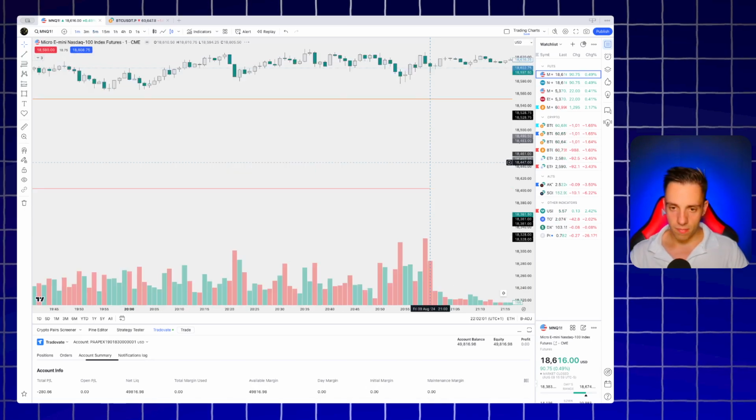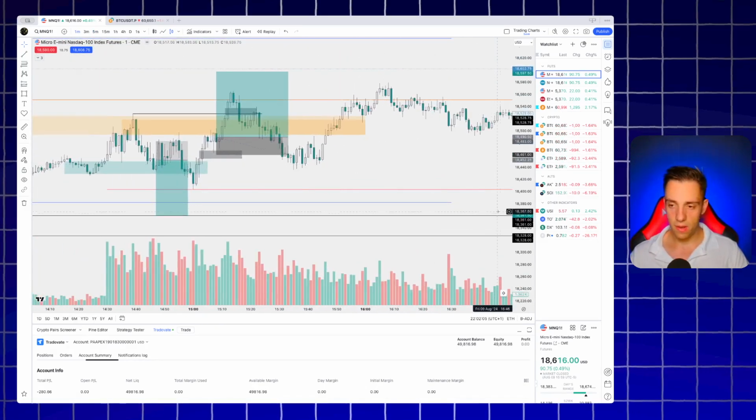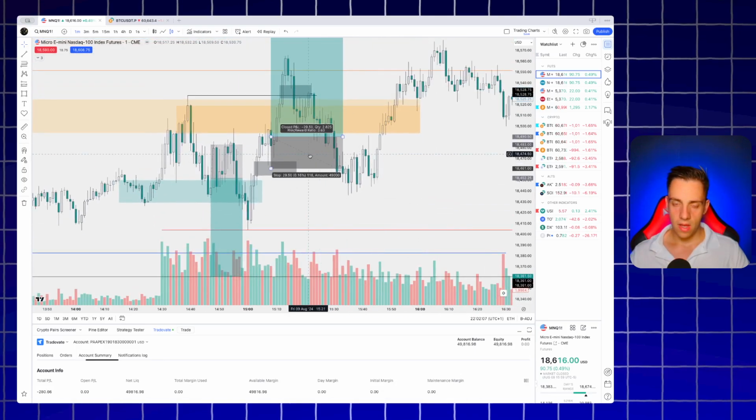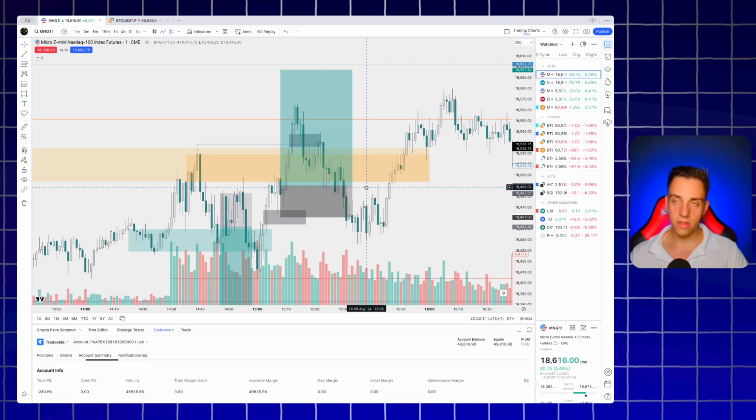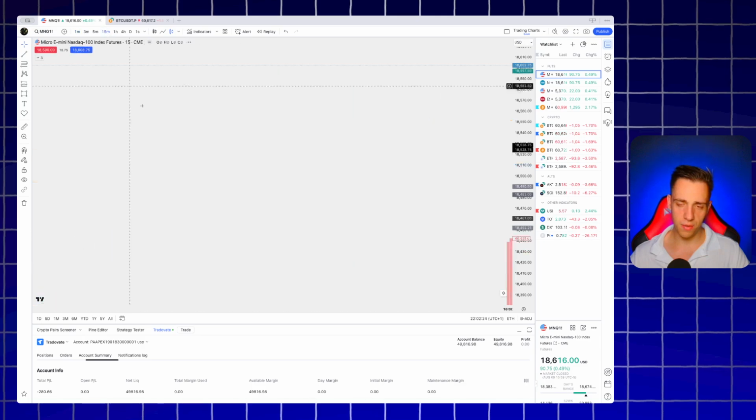So I'm actually quite satisfied because I followed the plan on this trade. Even though this is a loss, I followed the plan here. I moved the stop loss accordingly to the 5-minute structure. I didn't take profits earlier. I waited for the candle and I waited for price action to play out.